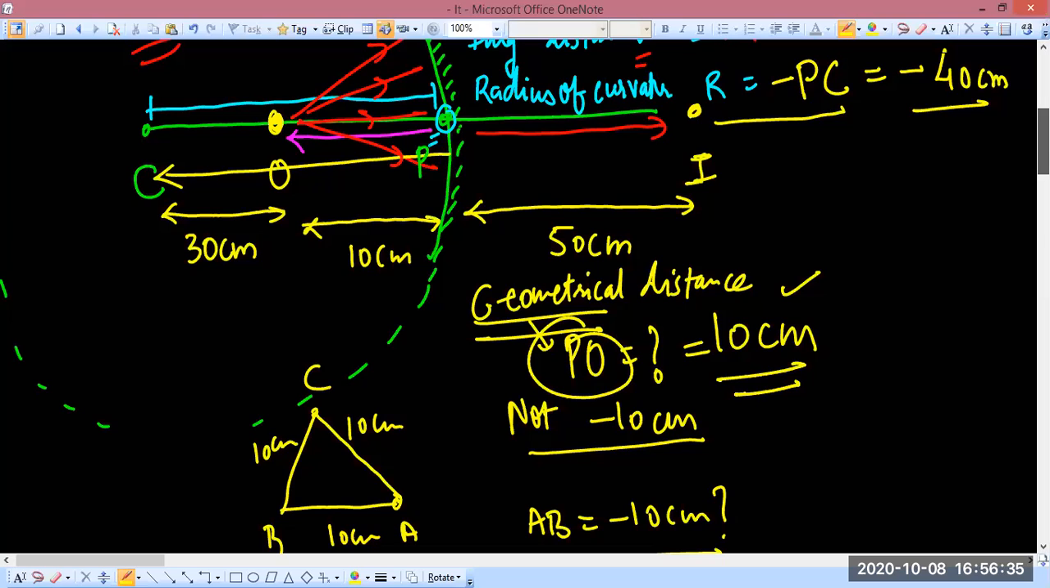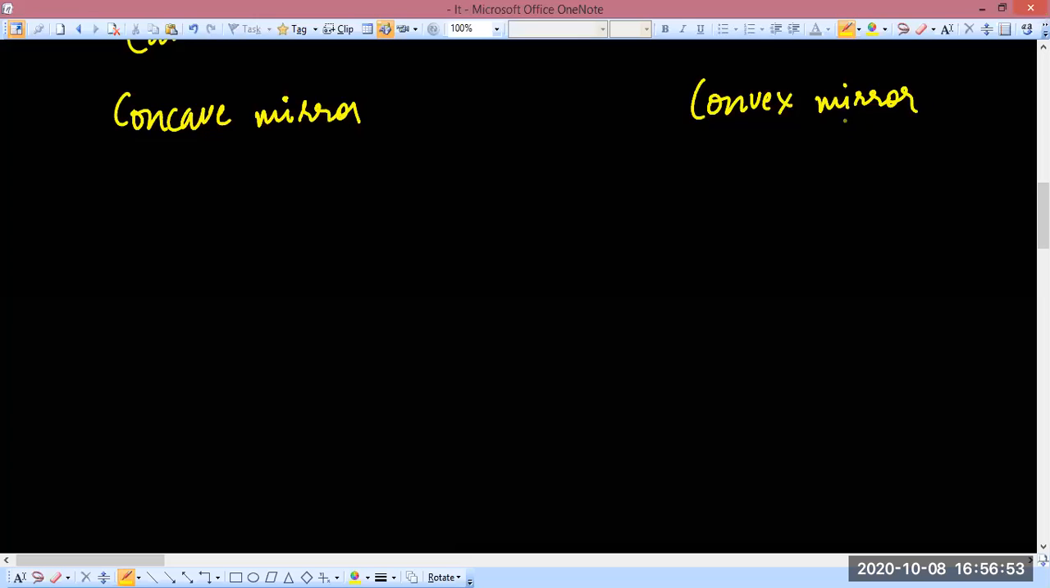So now let's just wind up this discussion, for today at least, by explaining what a concave mirror is and what a convex mirror is. Right? Okay.